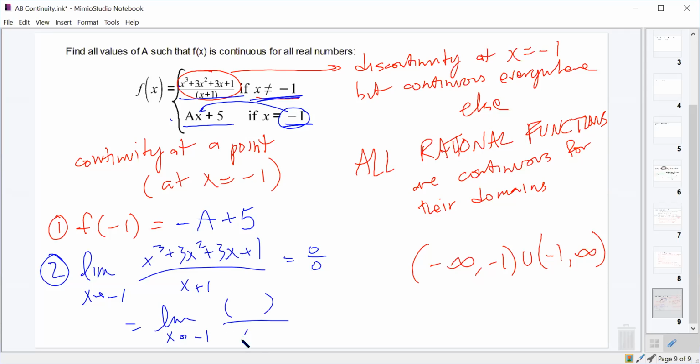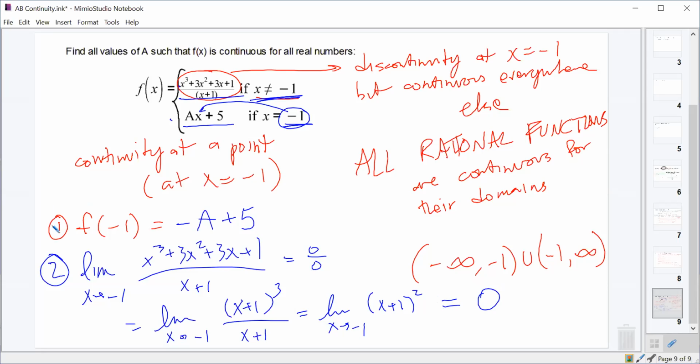Hopefully by doing some factoring. What's that numerator factor to? Would it be x plus 1 cubed? It would be exactly that. And so now we can turn this into a limit as x approaches -1 of just x plus 1 squared, if we cancel out one of the x plus 1s in the numerator with the one in the denominator. And what does that limit come out to be? 0, exactly. It comes out to be 0.